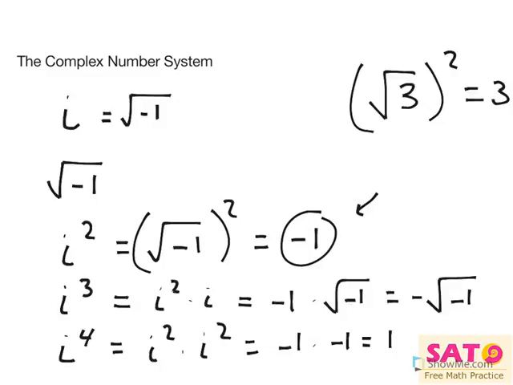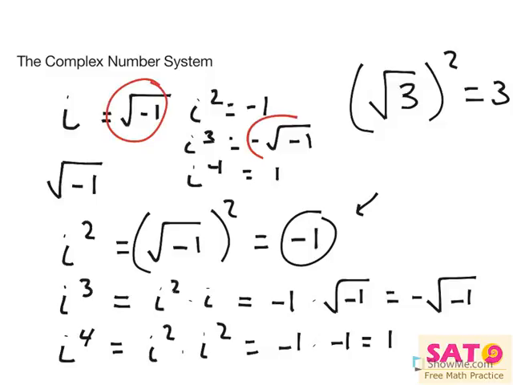So let's kind of wrap this up here. i equals the square root of -1, i squared equals -1, i to the third power equals negative square root of -1, and i to the fourth power equals 1. If you look at these, the square root of -1 and negative square root of -1, so i and i to the third power are related because they're like inverses. And same thing with these two, they're just inverses as well.